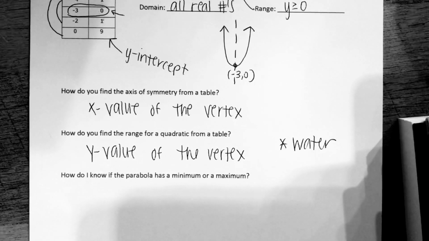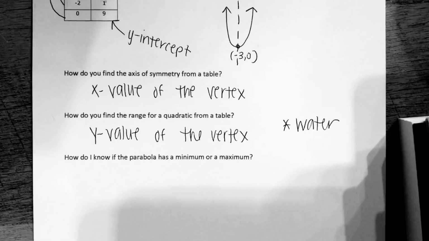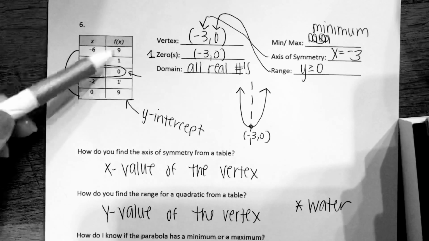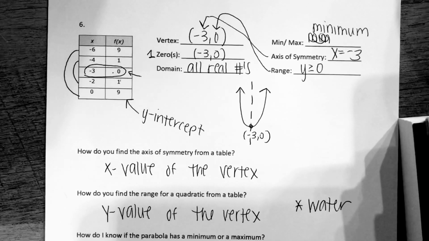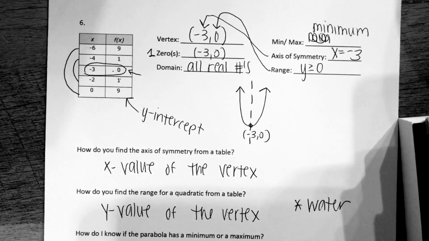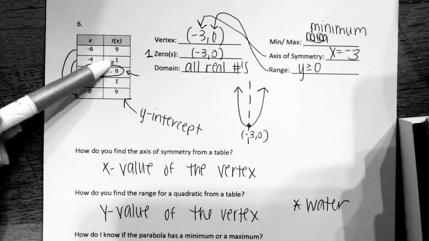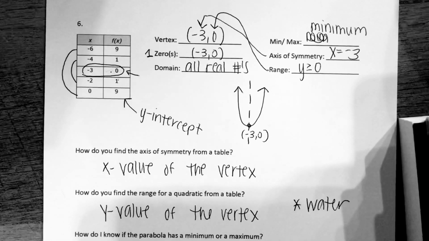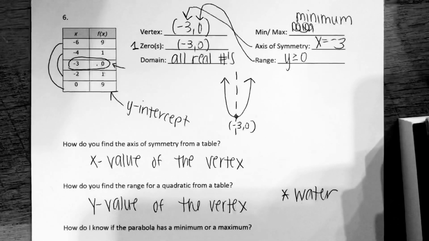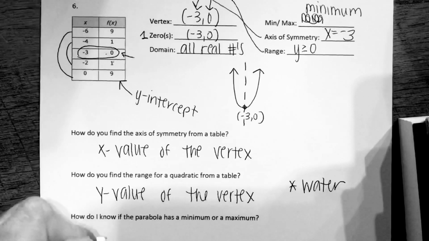And the final question is going to ask us, how do I know if a parabola has a minimum or a maximum? Well, each time we discuss the minimum or the maximum of a parabola, we said to go look at the vertex and see what kind of points were the y values surrounding that vertex. So we'd look at the vertex, we look at the y value, and we'd say, are the points surrounding the vertex bigger or smaller than this vertex point?